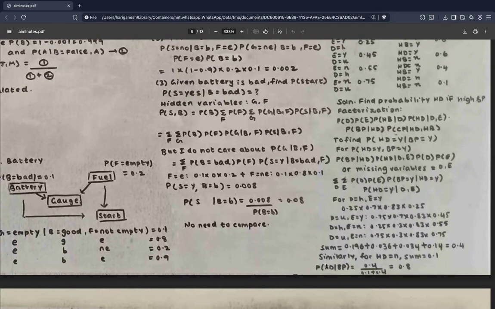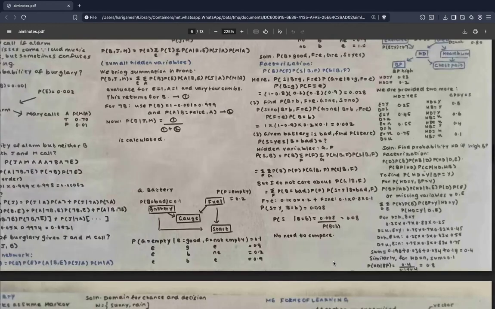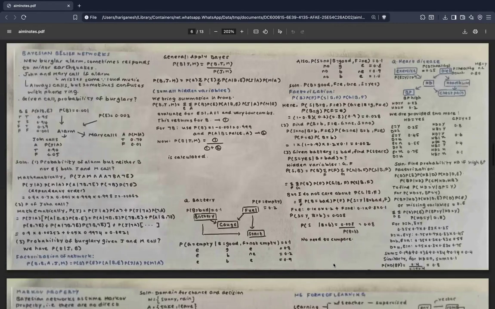So what we have to do for the final probability is multiply yes, then divide that by the sum of yes and no. So 0.4 divided by 0.1 plus 0.4 is 0.8. That is your answer. And is that the end of the module?